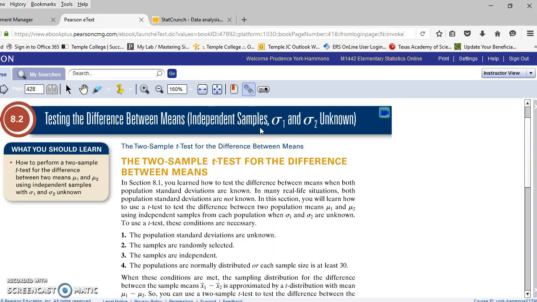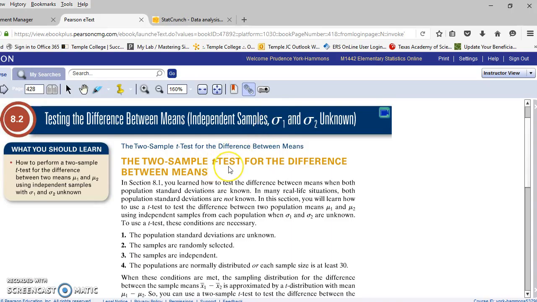The difference between Section 1 and Section 2 is that now the population standard deviation for Sample 1 as well as the population standard deviation for Sample 2 are both unknown. In Section 1 they were known and we could do a z-test. But in Section 2, where we don't know the population standard deviations, we have to do a different type of testing. This is very similar to Chapter 7 when we were testing one sample and we didn't know the standard deviation for that sample.